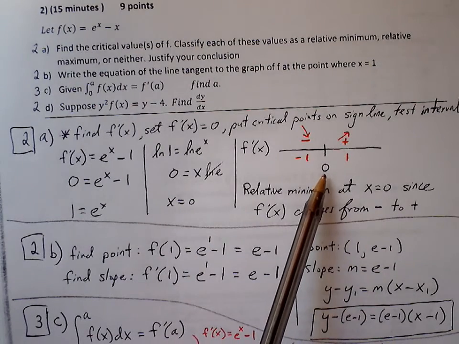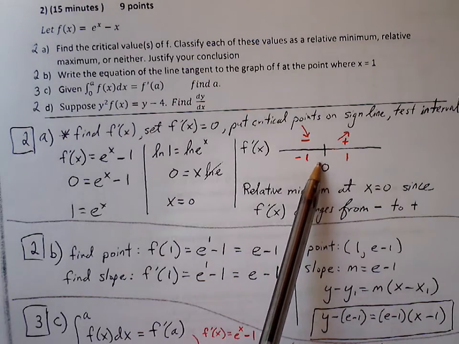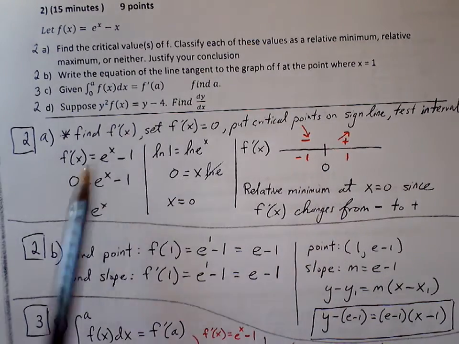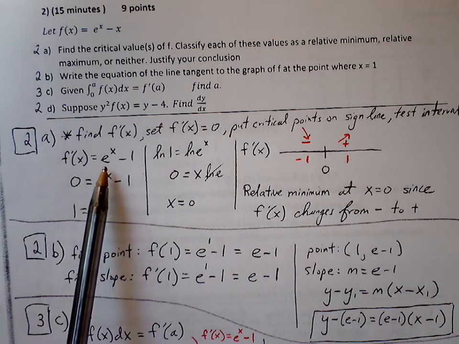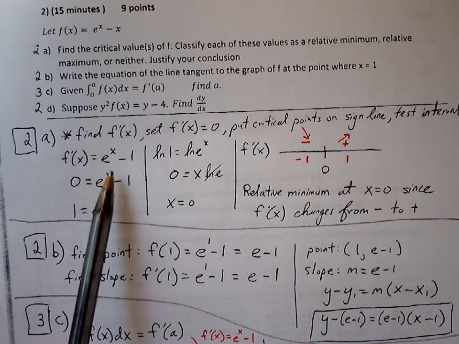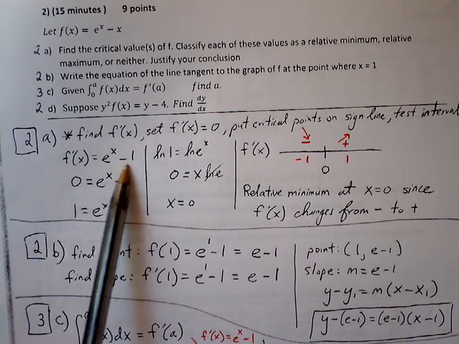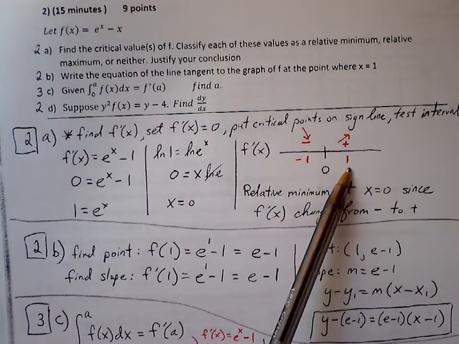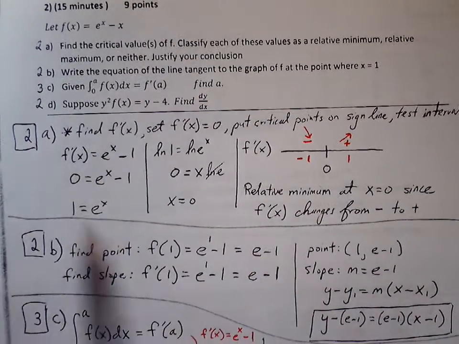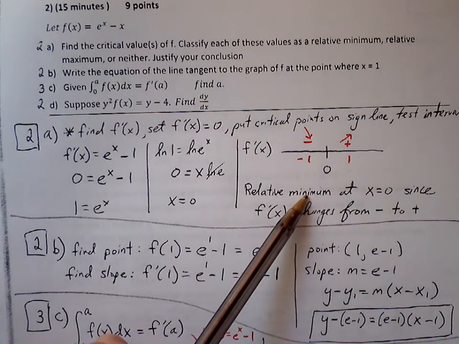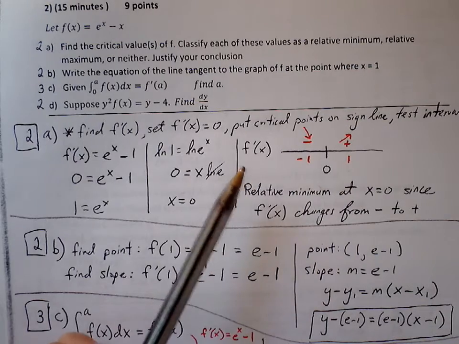We place 0 onto our sign line, and then we test points on either side with f prime. So plug negative 1 into f prime, we get e to the negative 1 minus 1, and that will give us a negative value. So e to the negative 1 is 1 over e, minus 1. It's going to be a negative value. Okay? We can plug 1 into the derivative, we get e to the 1 minus 1. That's going to be e minus 1, which is a positive value. So we know there's a relative minimum at x equals 0 since f prime changes from negative to positive.